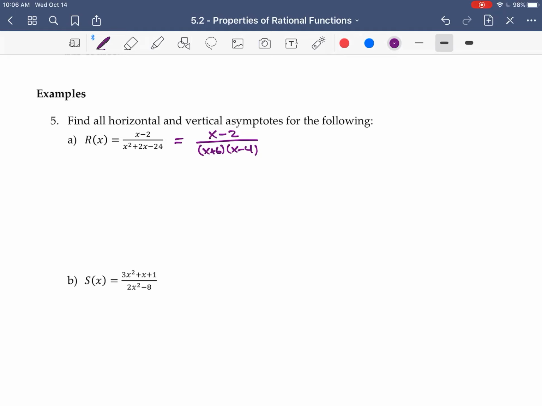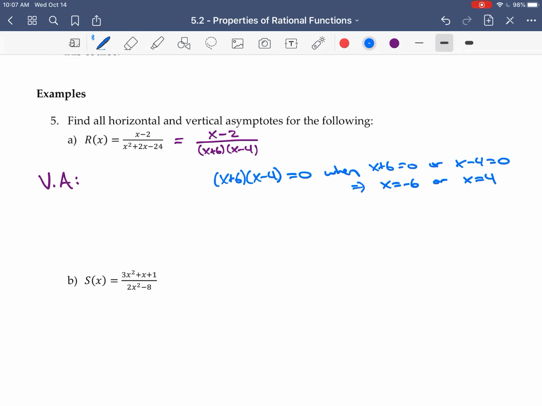So for the vertical, nothing cancels, so this is simplified. That means the vertical asymptotes are going to happen when the bottom is 0. So (x + 6)(x - 4) equals 0 when x + 6 is 0, or x - 4 is 0. So that's going to be x equals negative 6 or x equals 4. Those are both our vertical asymptotes: x equals negative 6 and x equals 4.